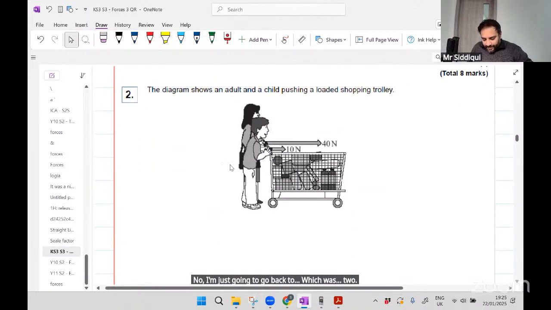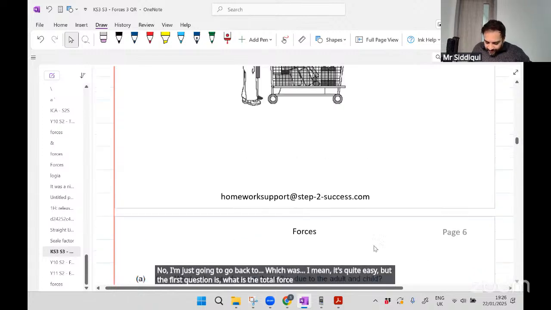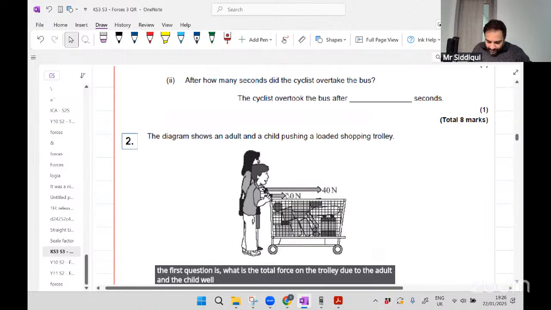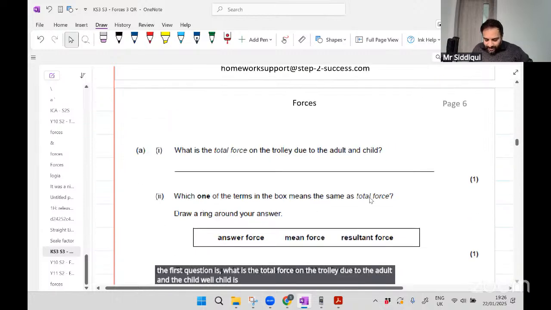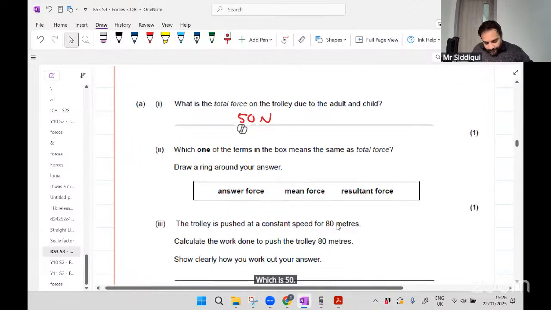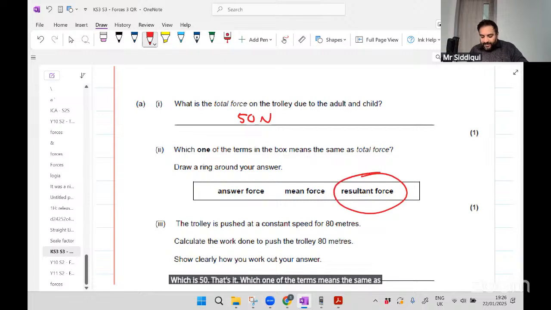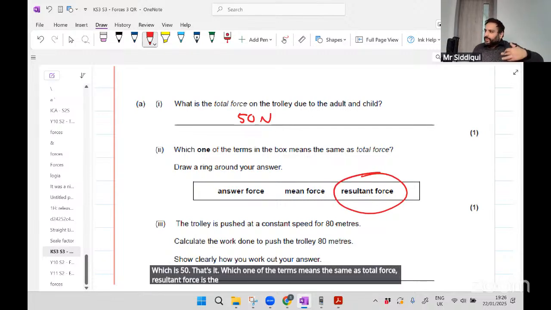I mean, it's quite easy, this, but the first question is, what is the total force on the trolley due to the adult and the child? Well, the child is 10, the adult is 40, I presume, it's that way around, which is 50. That's it. Which one of the terms means the same as total force? Basic resultant force is what we generally call the total force acting on an object.